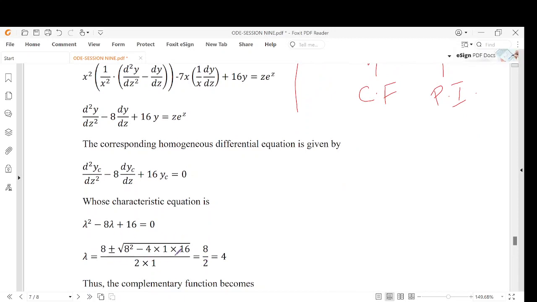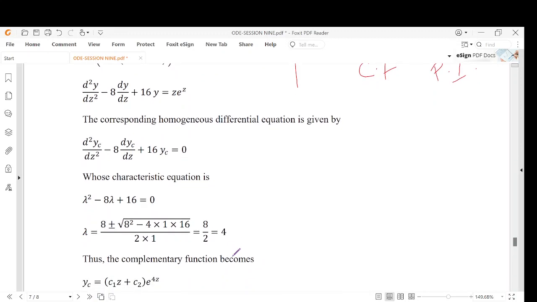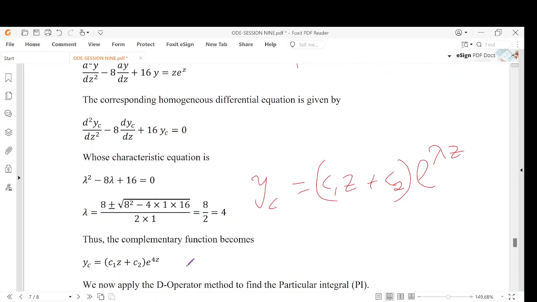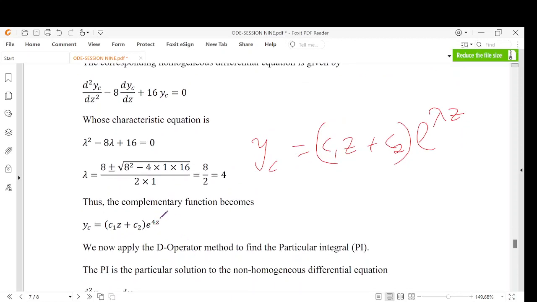We solve the characteristic equation here, and we see that we get the case where the roots are equal. And if the roots are equal, we have said the solution will be C1z plus C2 e raised to power lambda z. So in our case here, lambda is 4. So we substitute. We get e raised to power 4z. And now, we can now apply the method such as the D operator method to find the particular integral.